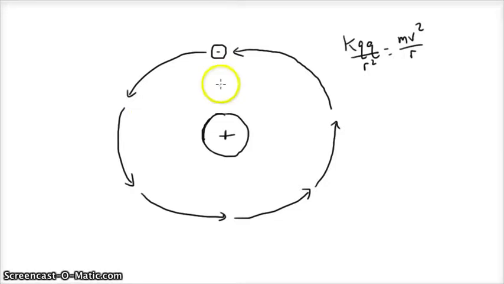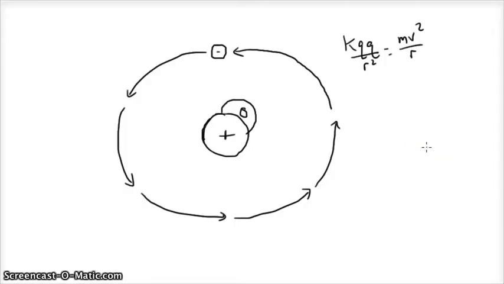In this case, what we'll do is add a neutron. What the neutron is going to do is double the mass of our nucleus, but it's not going to change the charge of our nucleus at all. So go ahead and think about that and tell me what is going to happen to the value of our centripetal force by adding this neutron here. You should have answered that our centripetal force would not change.